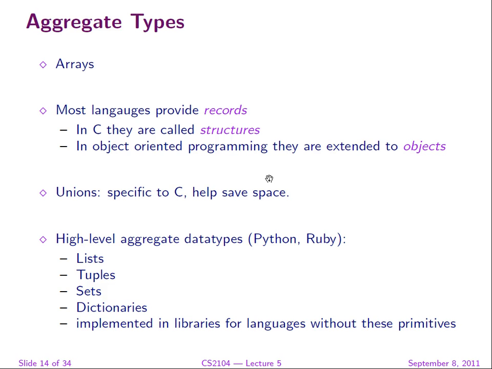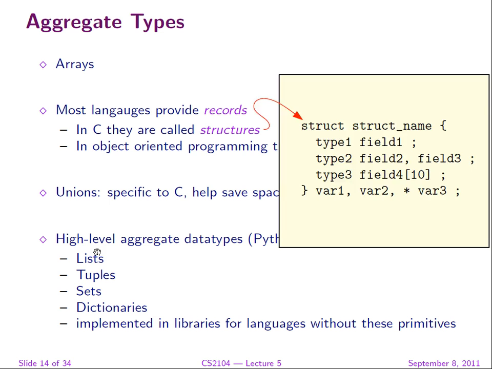And we have a number of high-level aggregate data types, which in general are available in libraries to most languages. But some languages make the conscious choice of making these data types first-class citizens. They are part of the language. They come at the level of the language rather than the library, and that makes the syntax a bit more palatable, but has the disadvantage that you can't change the library to get a better version of your high-level data types. You have to wait for the entire language to change. And we're going to see these in Python shortly.